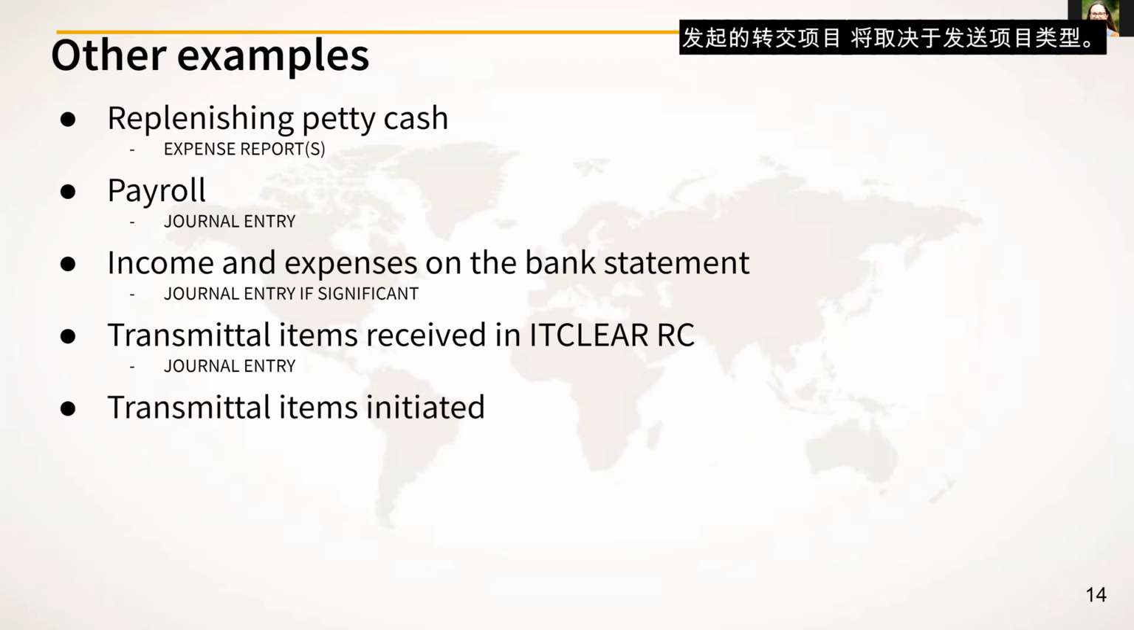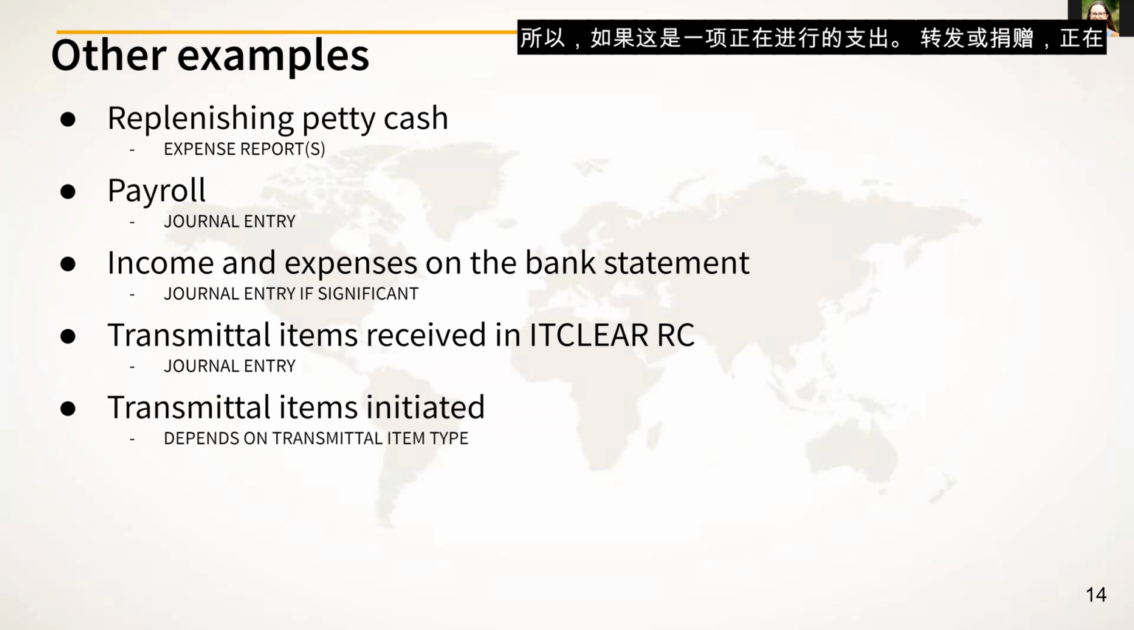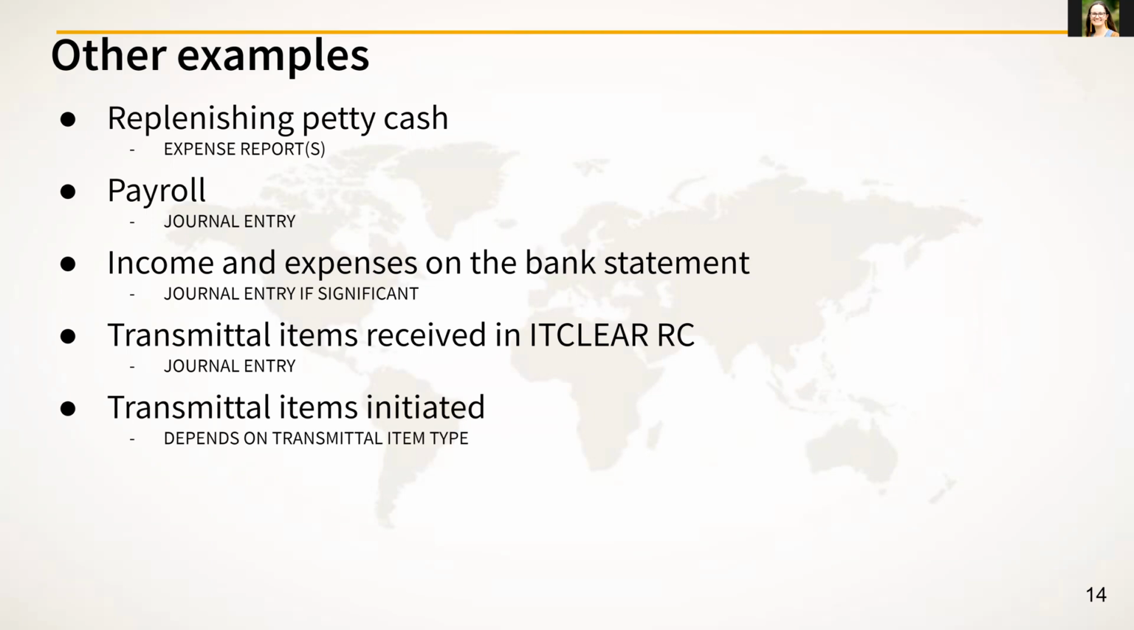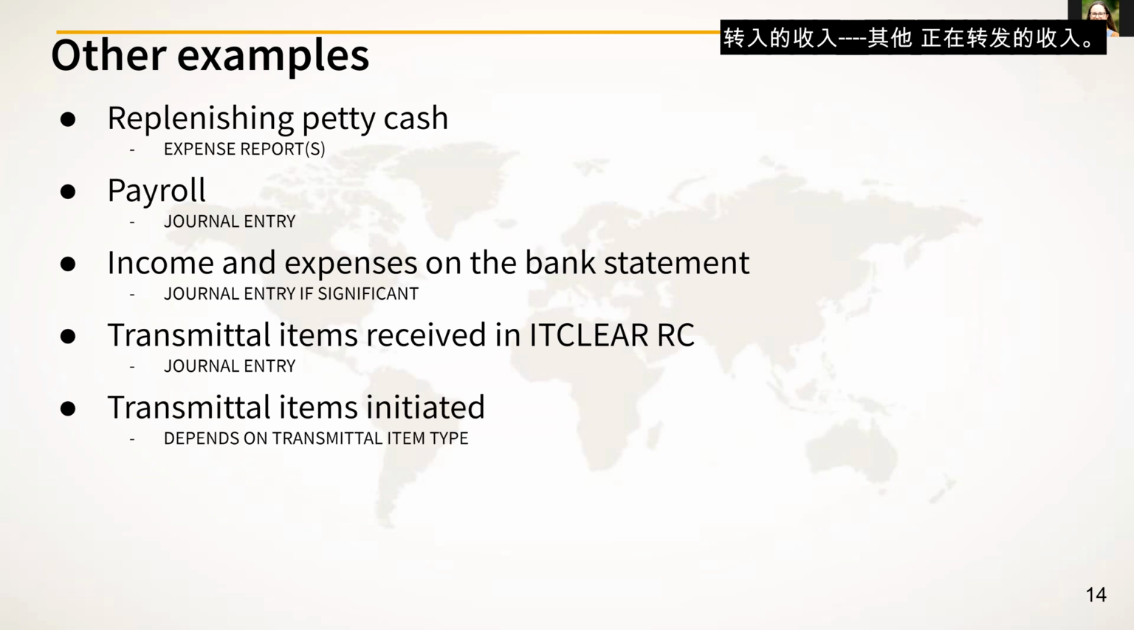Transmittal items initiated would depend on the transmittal item type. So if it is an expense that's being forwarded or a donation that's being forwarded, it can be done from the interbill, expense report, or donation cash sale screen. If it is a subsidy to be forwarded or income that is being forwarded, other income that is being forwarded, you would need to do that via a journal entry.